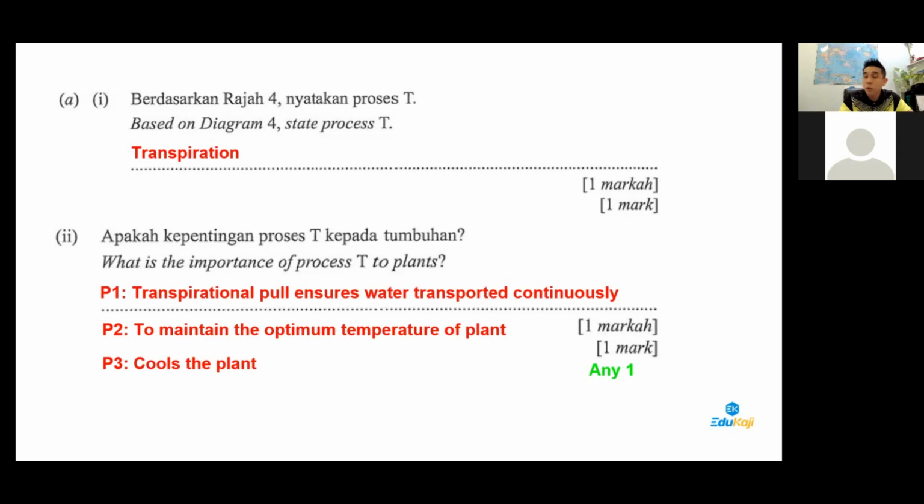Oh yeah, 1 mark only. I thought 2 marks. Yes, this one is 1 mark only, guys. Anyone will do. So easy, it's a full mark.